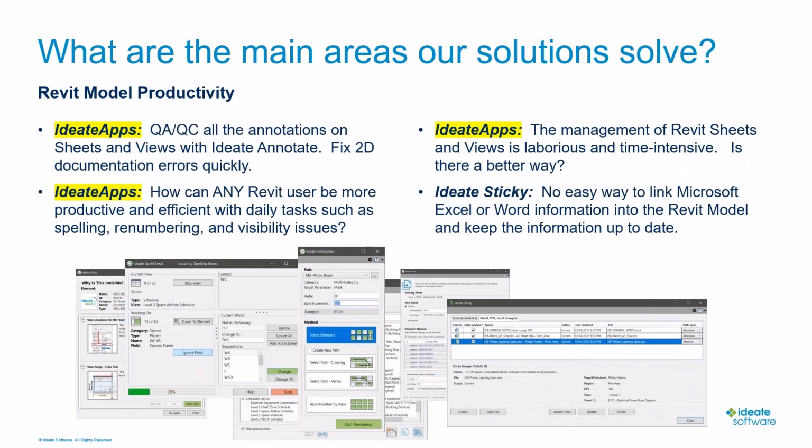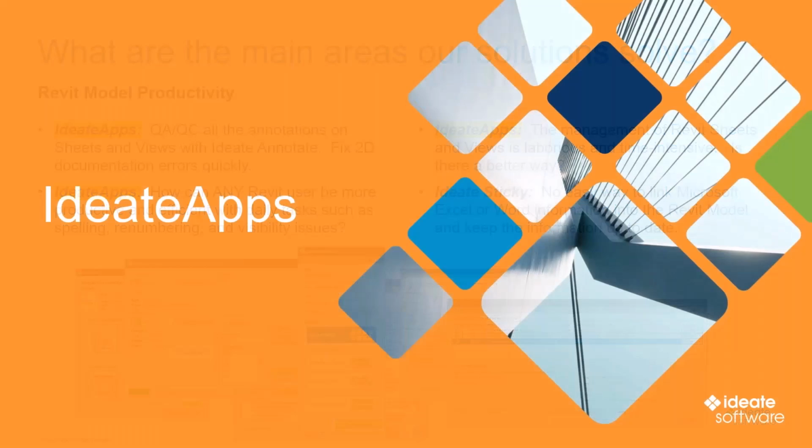The second main category of our products is around Revit model productivity. And here's where we're focusing today with IdeateApps and Ideate Annotate. IdeateApps is a collection of 10 productivity tools. And then Ideate Sticky allows you to live link Excel, Word, and PDF documents into your Revit project and keep them up to date. I just wanted to highlight our whole portfolio of solutions.